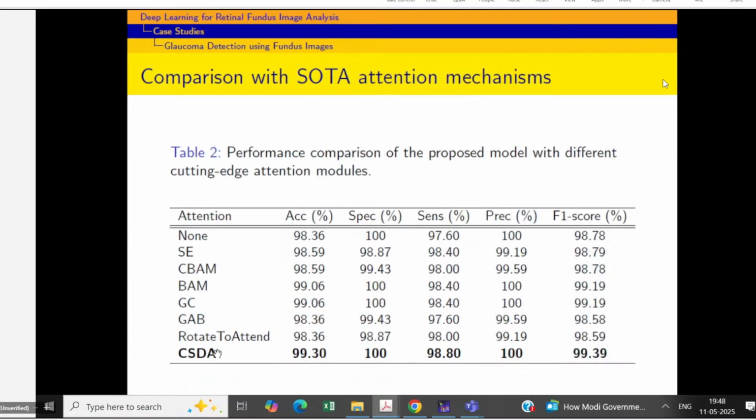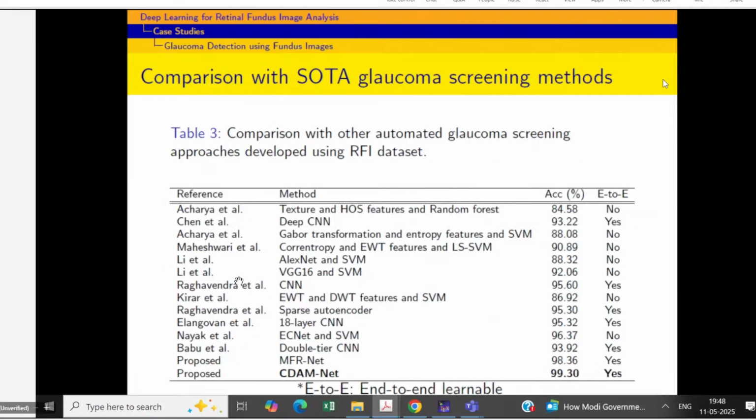So here is again the comparison of the proposed attention mechanism with the other approaches. You can see it is giving relatively better results in terms of different performance metrics, right? It's just an example. This is a comparison with the state-of-the-art glaucoma detection methods. Some of the glaucoma detection methods, if you look at the early approaches, were machine learning based, right? Texture features followed by random forest classifiers, cross-entropy based features, and EWT based features followed by a least square support vector machine. So these are all traditional approaches, right? These are not end-to-end learnable. A few methods are end-to-end learnable.